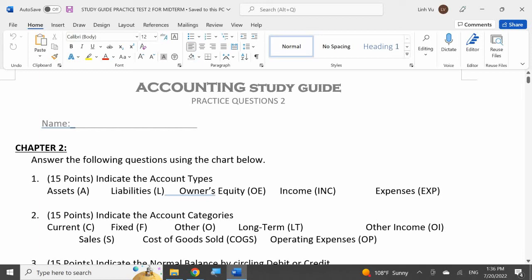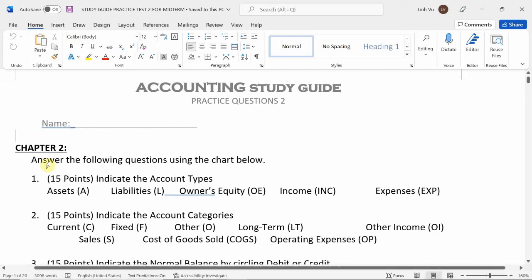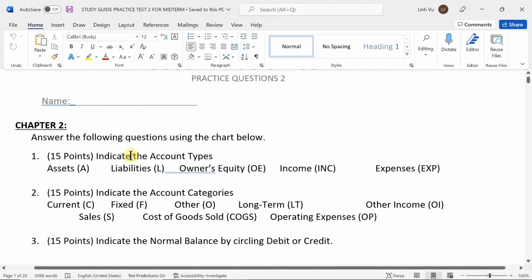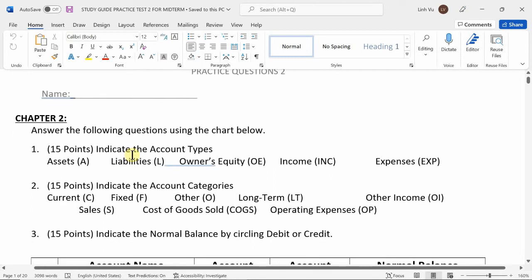All right, so once again, here's your practice questions number 2, which is the study guide for the midterm exam. I think it's about 54 questions. Again, this is just extra practice for you, so you can understand what questions I could ask of you on the exam.